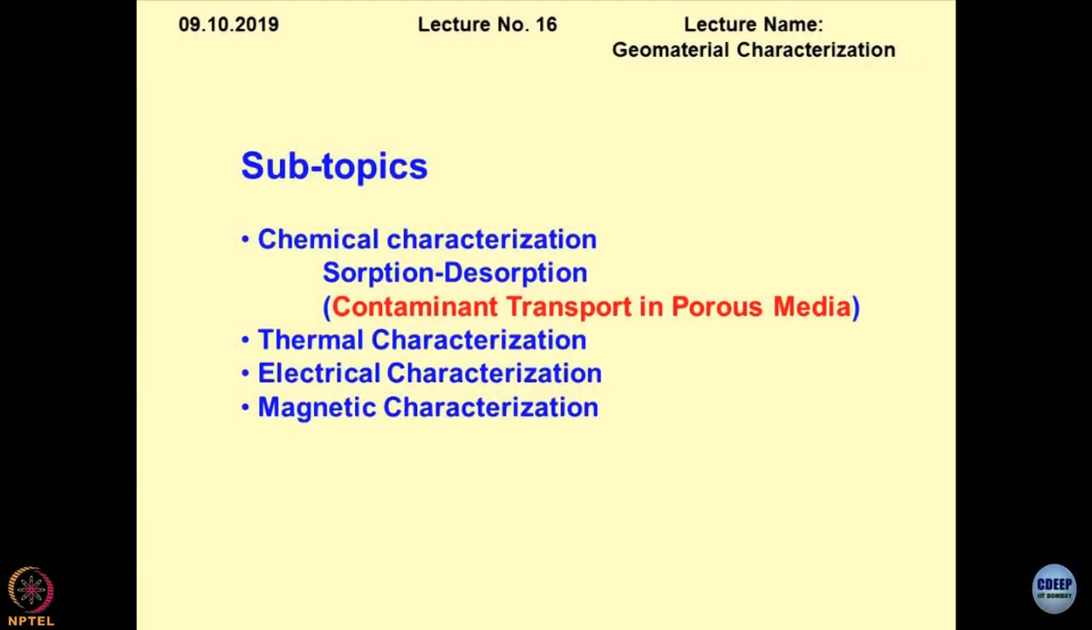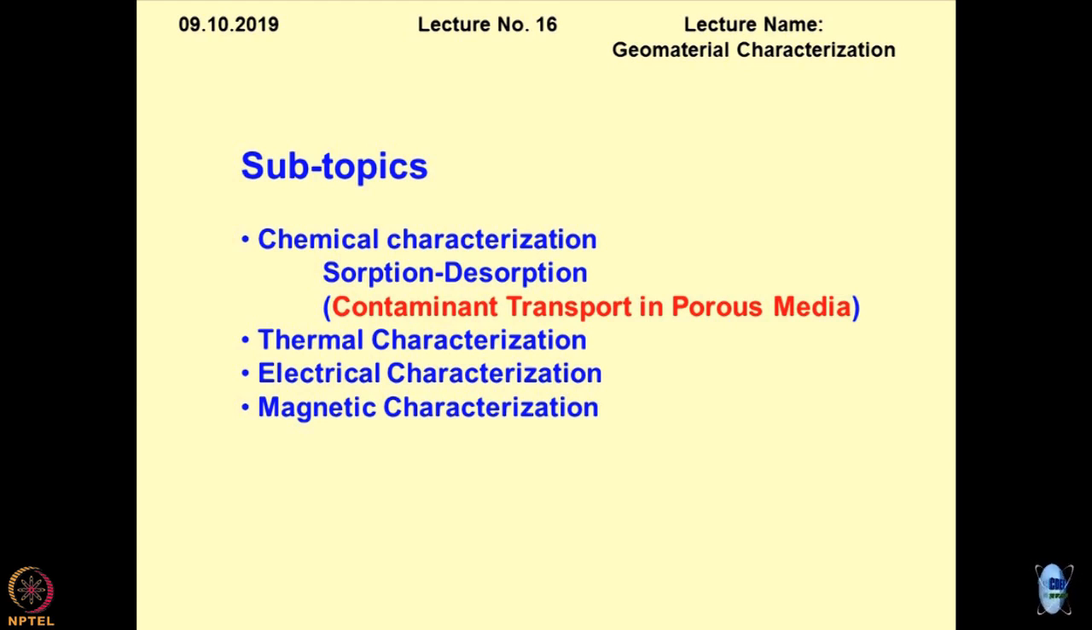We have been talking about geomaterial characterization in general and in particular the chemical characterization, and I will continue with this. In today's discussion, I will give you a brief idea about the contaminant transport in porous media. This is important to be studied at this juncture before we start dwelling into the sorption and desorption studies, because the pretext of sorption and desorption is contaminant transport in porous media. When the interaction of contaminants occurs with the porous media, then only we talk about the sorption and desorption process.